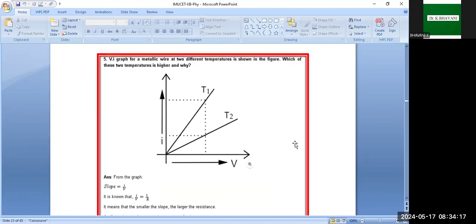And next, guys, this is a very important concept-based question. The V-I graph, that is the voltage-current graph for a metallic wire at two different temperatures, is shown in the figure. So what are the two different temperatures? T1 and T2. And what is the meaning of the dotted line here? They have given two temperatures, T1 and T2.